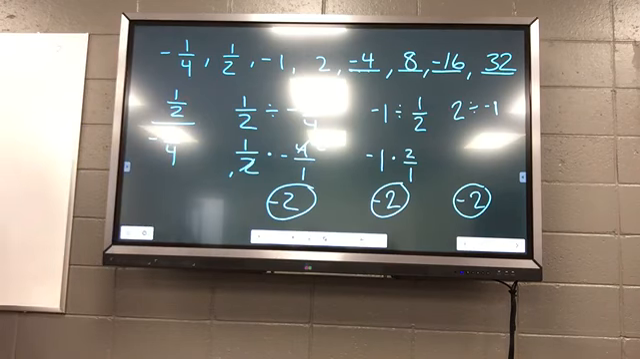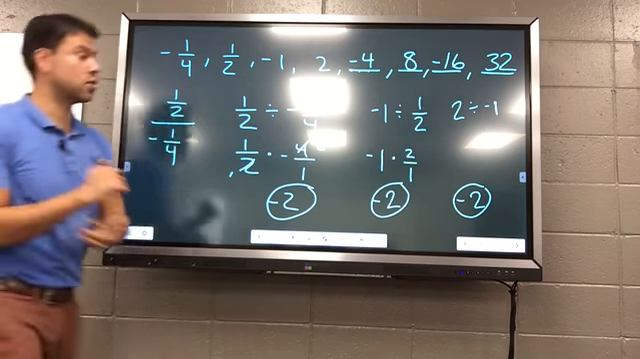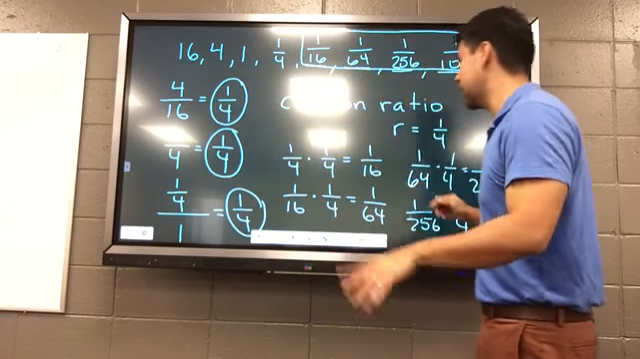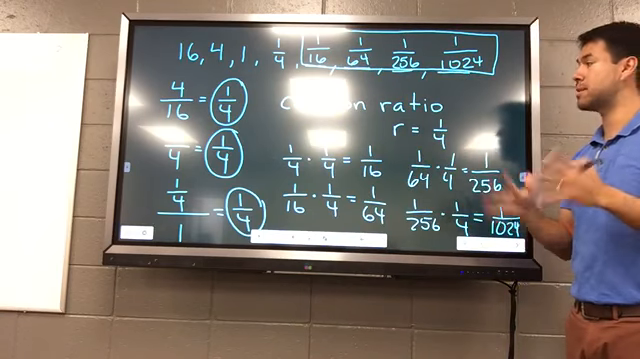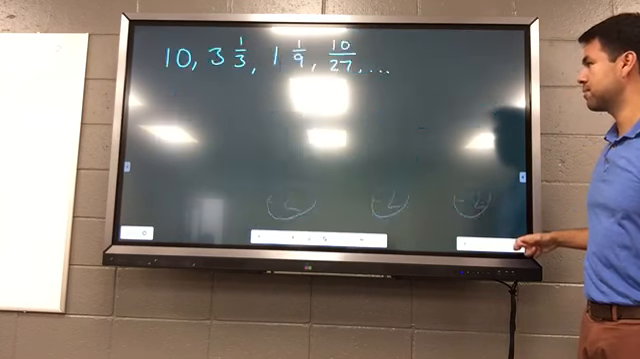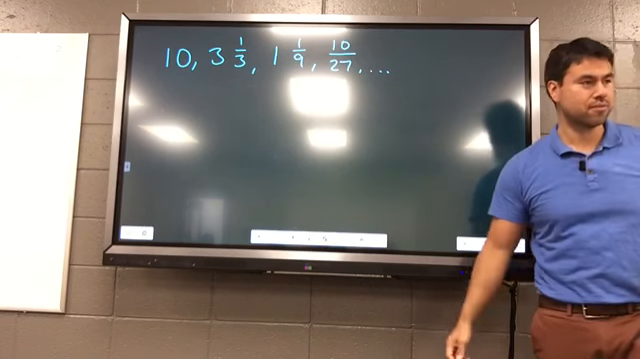Yes, ma'am? In the last one, for the common ratio, we still divide 4 divided by 16. So I was trying to see if it's arithmetic, but it didn't work. Like I tried to subtract and it didn't work. Okay. Try this one on your own.